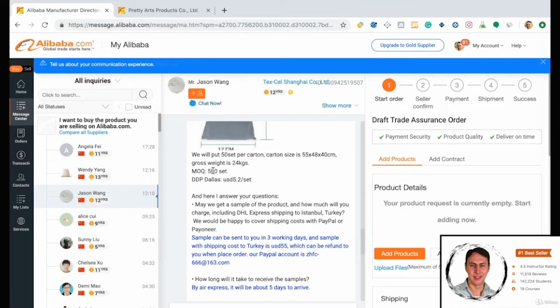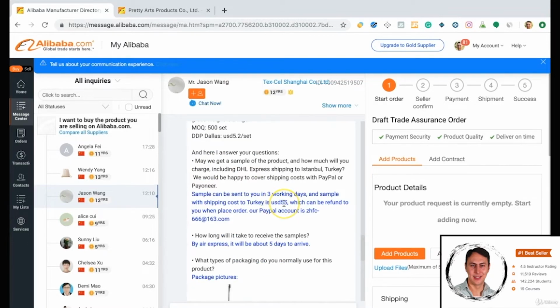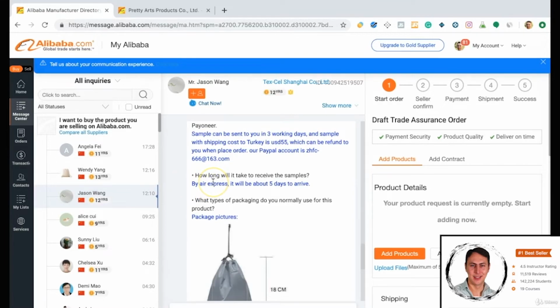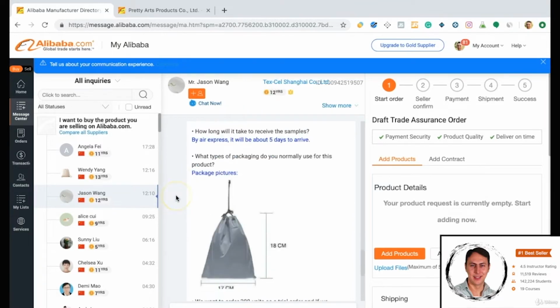They mention the sample here. The sample will be sent to you within 3 working days. And the price is $55. There is a PayPal account number too. The sample will be received within 5 days by express shipping. It will be sent to the freight forwarders in 3 days. They explained the packing type here.